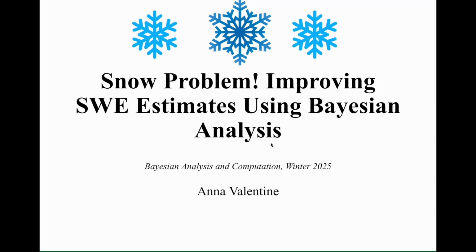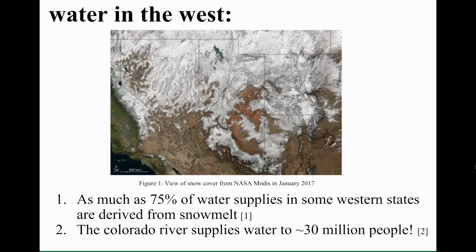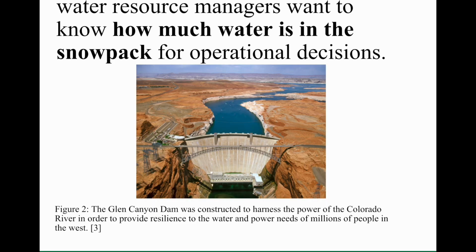Snow problem. Improving SWE estimates using Bayesian analysis. In the western United States, 75% of water supplies come from snowmelt. The Colorado River alone provides water to almost 30 million people. Water resource managers must accurately estimate how much water is stored in this winter snowpack to make informed decisions.